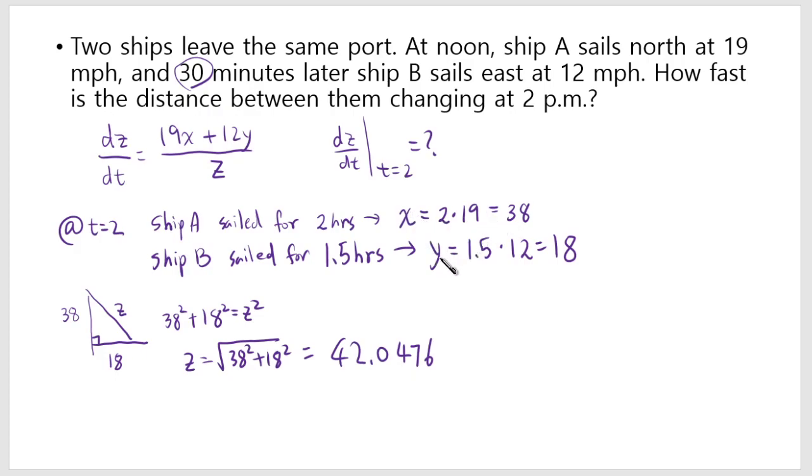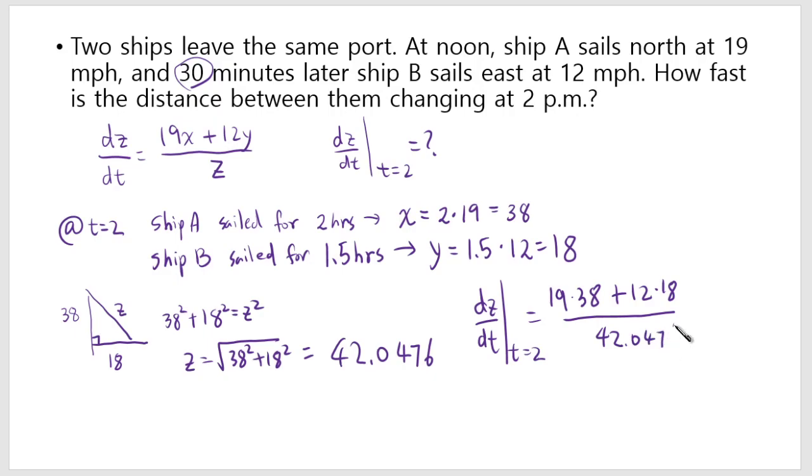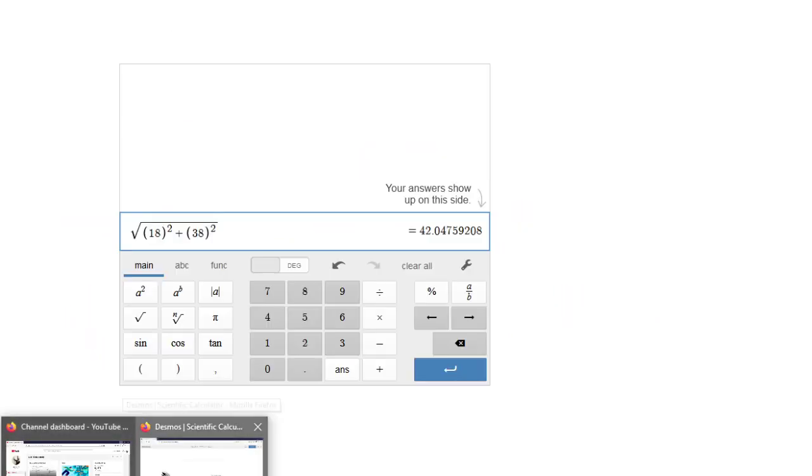Okay, so we almost have the answer now. x is 38, y is 18, z is 42.0476. Therefore, dz dt at t equals to 2 would be, you plug in all the values that we got. Okay, so it's 19 times 38 plus 12 times 18 divided by 42.0476. Okay, that I'll need to use a calculator for. So let's use the calculator.